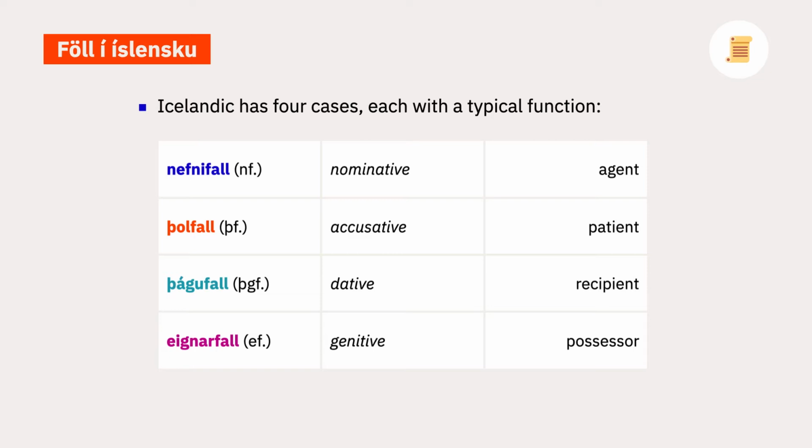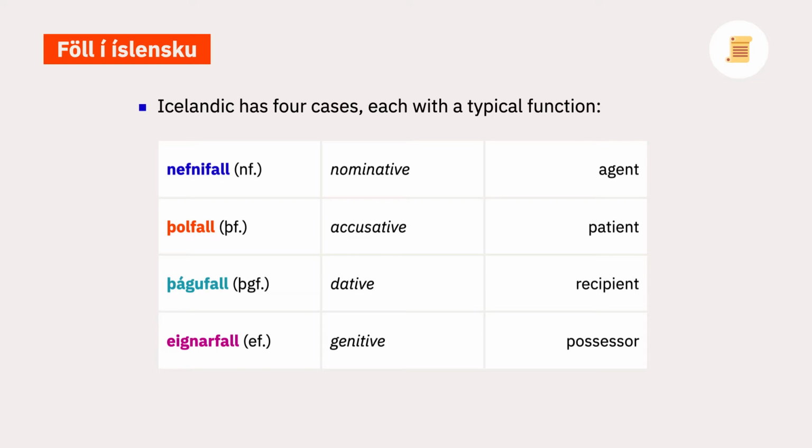Þolfall, the accusative. This normally indicates the patient of a verb, so the thing that is having the action done to it. This is most often the direct object, but it can sometimes be the indirect object. So it's better to think of it as the patient, the thing that is receiving the action.